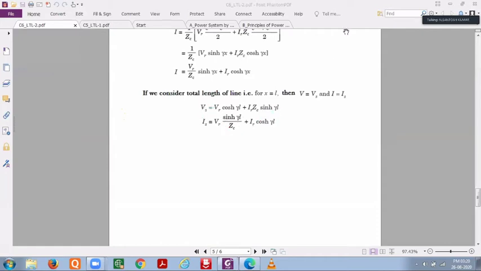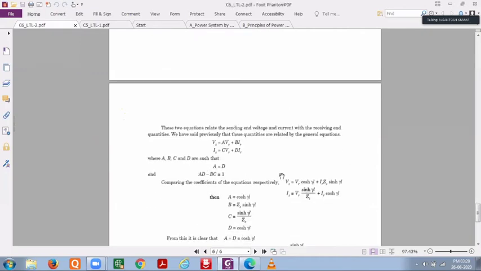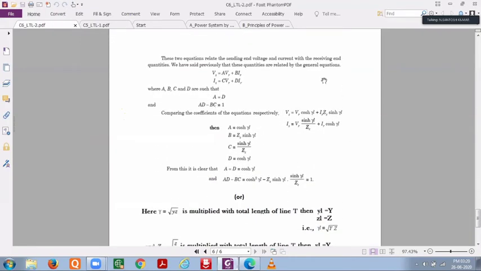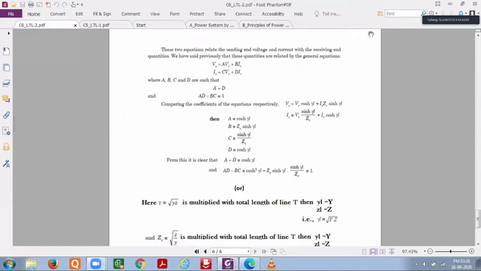From this, if I equate this equation with your two-port network equation, what will I get? I'm showing the slide. Directly I can say A is equal to cosh gamma L, B is equal to ZC sinh gamma L, C is sinh gamma L by ZC, and D is cosh gamma L.